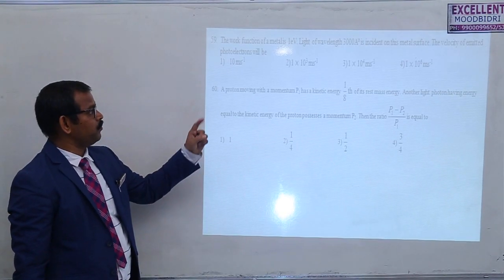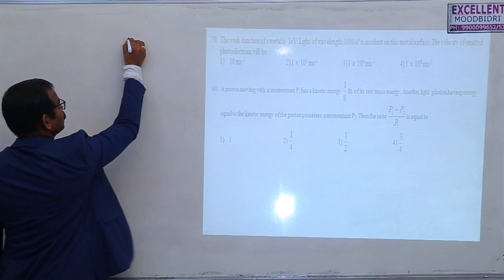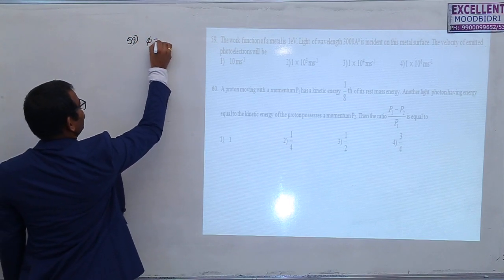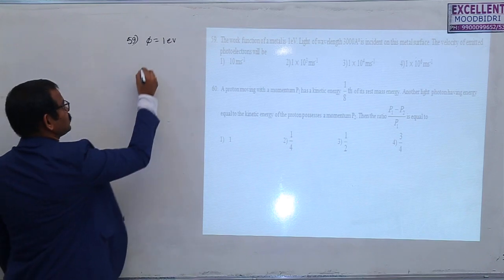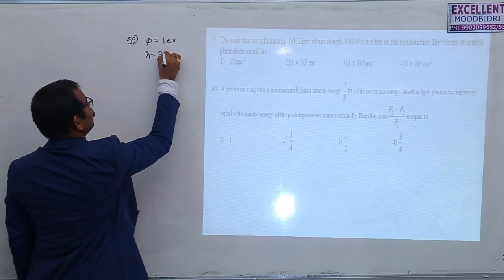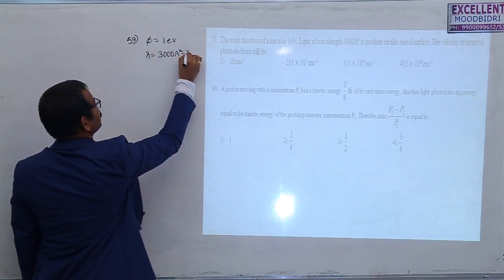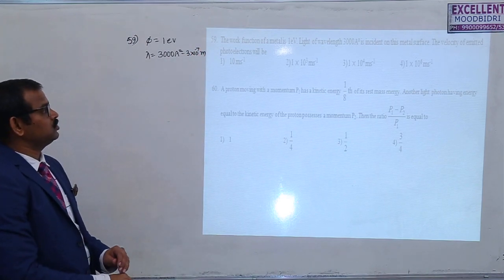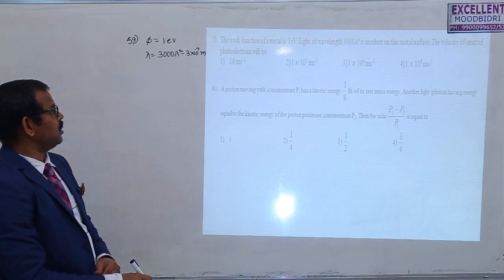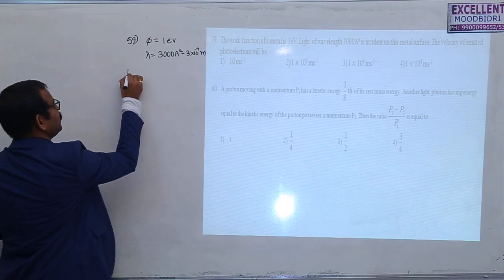And the work function of the material is 1 electron volt. Phi is equal to 1 electron volt. Light of wavelength 3000 angstroms, which is 3 into 10 power minus 7 meters, is incident on this metal surface. The velocity of the emitted photoelectrons is dash.